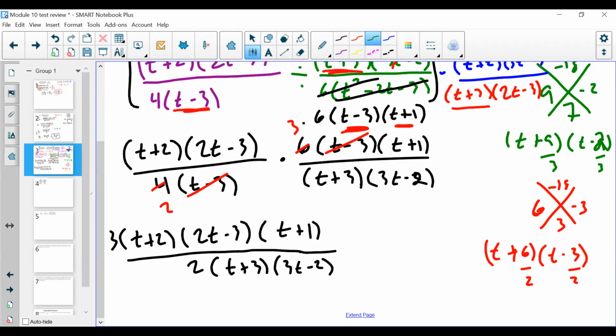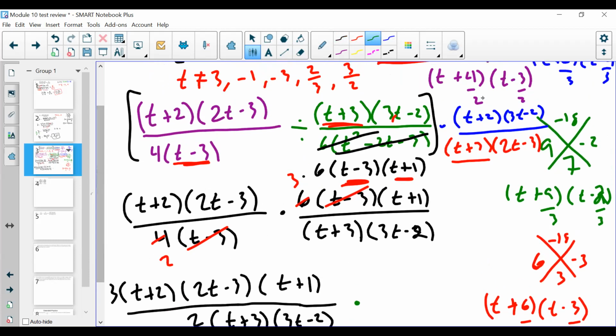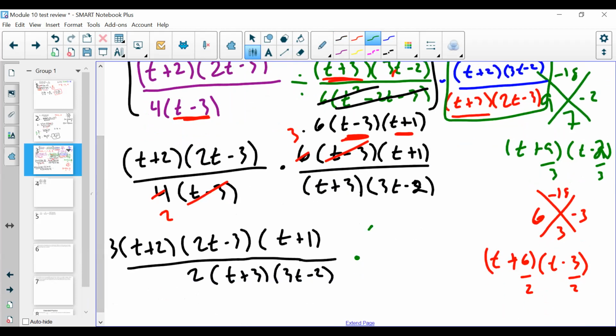And then from there, I'm going to multiply this with this blue and red part I factored out right here. So I'm going to multiply it with t plus 2, 3t minus 2, all over t plus 3 and 2t minus 3.